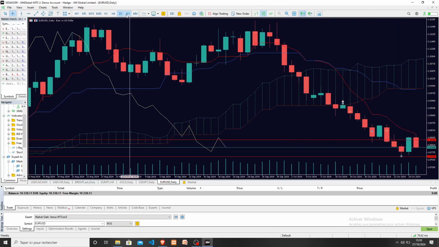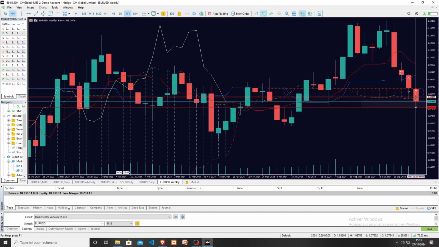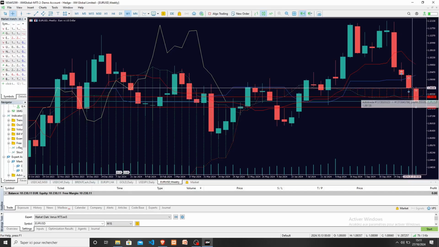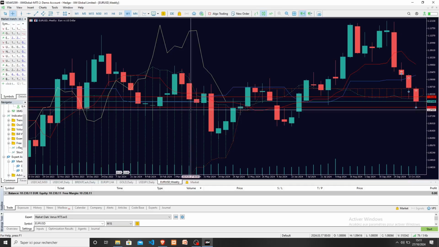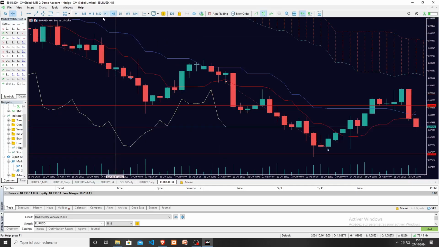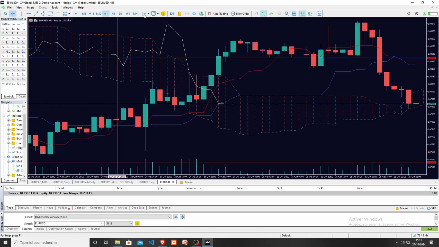Same thing goes for the weekly, for example. So this one represents 1 week. This candle opened on the 20th of October, so it closes at the 27th, and this represents the price movement of 1 entire week. So the same thing goes for the 4 hours, same thing goes for the hourly, and so on and so forth.